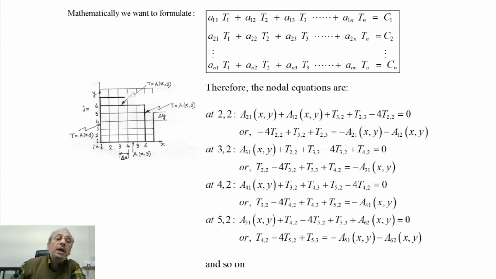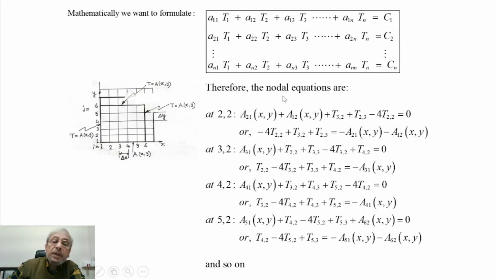So let us proceed further. Mathematically, what we are trying to do is write down equations in this form: a11 t1 plus a12 t2 plus a13 t3 plus up to a1n tn, and all the simultaneous equations in this format, so that the right hand side quantities are known and it becomes a system of equations where we get a coefficient matrix, an unknown vector, and on the right hand side the known vector.